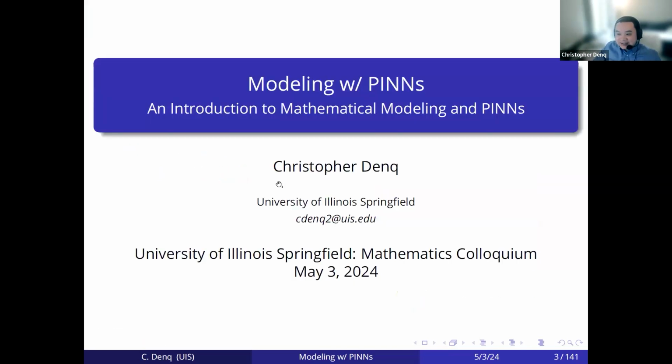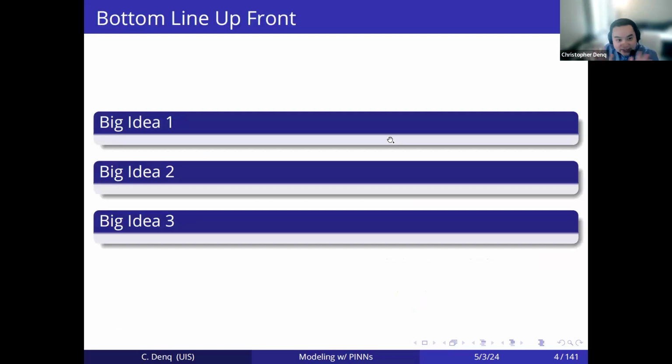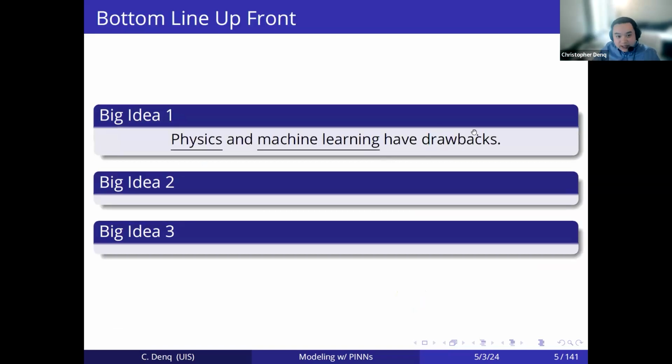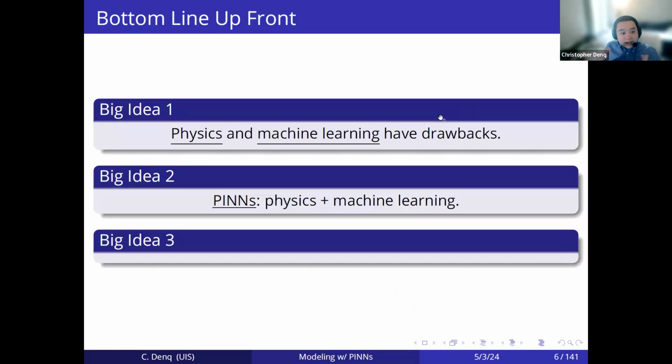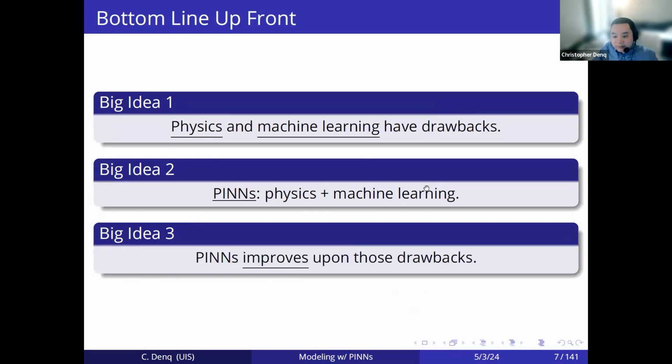So with that, let's get started with modeling with PINNs. If there's anything you should take away from today's talk, it's going to be these three big ideas. The first big idea is that physics and machine learning have certain drawbacks when it comes to modeling, right? The second big idea is that PINNs is a combination of that physics and that machine learning. And the last big idea is that PINNs is going to improve upon these drawbacks, okay? So not only is PINNs a novel combination of the two, it actually improves upon those drawbacks.